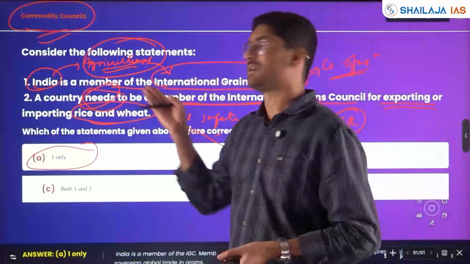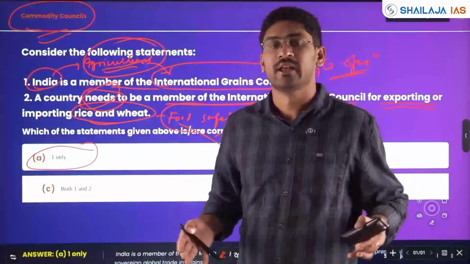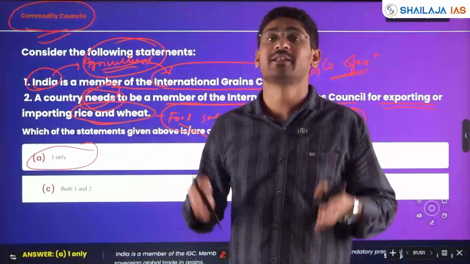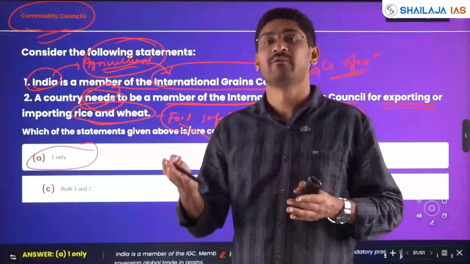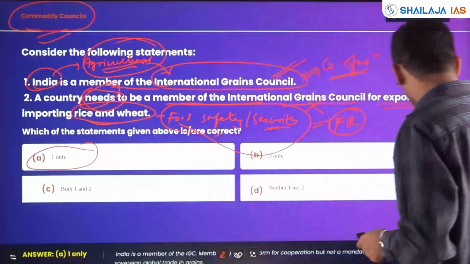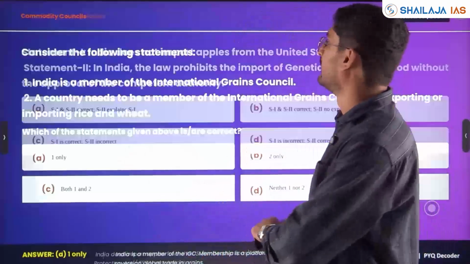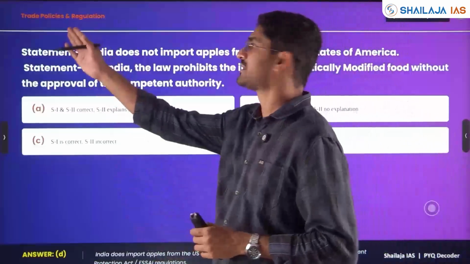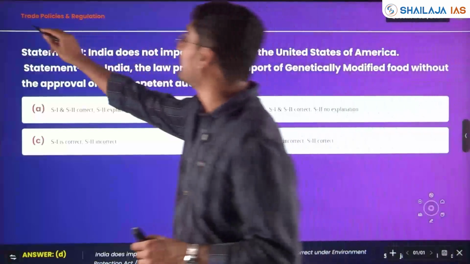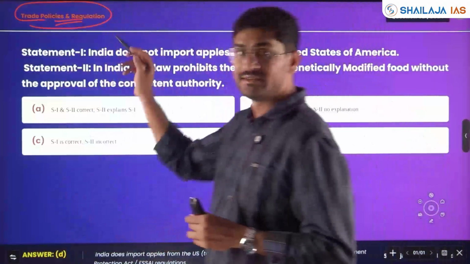I don't know IGC, but I know India is an agricultural country and we grow grains, millets, rice, wheat. Therefore, as a corollary, India will be a member of IGC. However, it is not a must that you should be in IGC. If you are a member of IGC, you will be able to export and import rice and wheat. Understood? The logic, the common sense, the language of the UPSC to get into the answer. Now, with respect to trade policies and regulations, questions will always revolve around those themes. Keep a note of all these things and revise thoroughly whenever you are studying economy in these units.